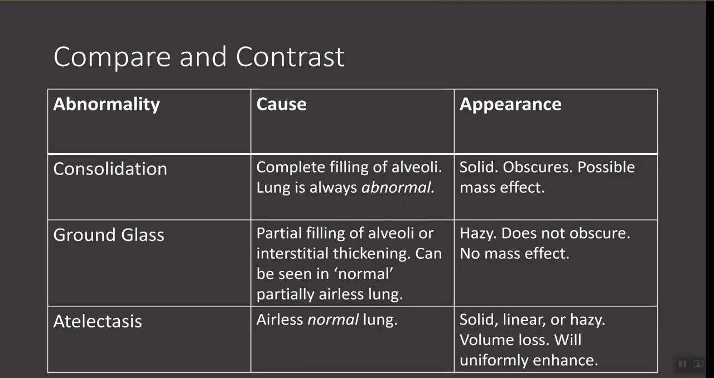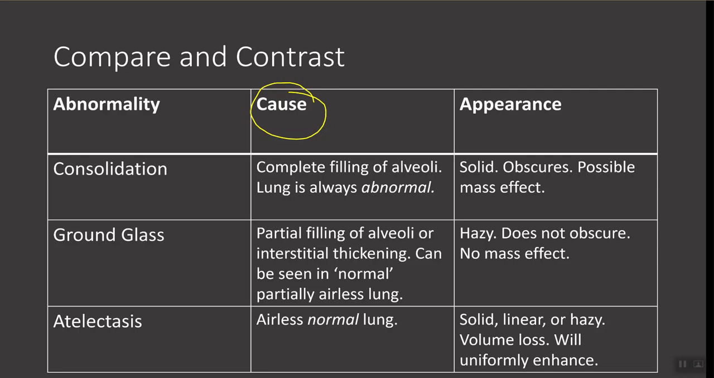Okay, so let's compare and contrast each of these entities. When we look at consolidation, ground glass, and atelectasis, what is the cause? Consolidation is basically filling of alveoli. You're filling up the alveoli with something, and the lung here is always abnormal. There's something that's replacing alveolar spaces. The alveoli are being entirely filled with another process.